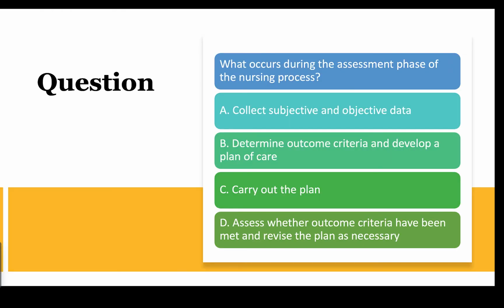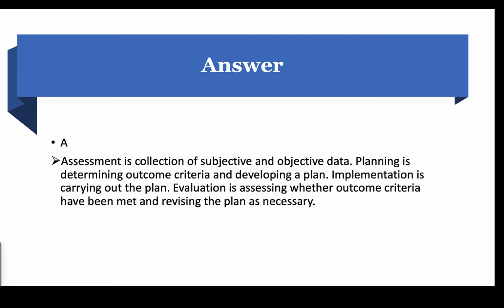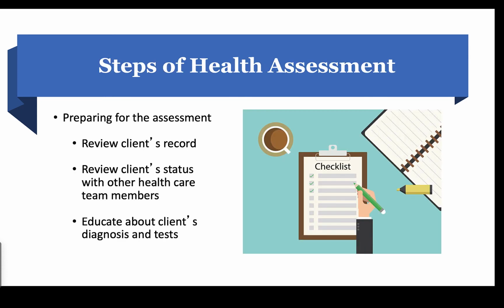What occurs during the assessment phase of the nursing process? Is it A, collect subjective and objective data, B, determine outcome criteria and develop a plan of care, C, carry out the plan, or D, assess whether outcome criteria has been met and revise the plan as necessary? Answer is A, assessment of collection of subjective and objective data. We're going to keep moving.